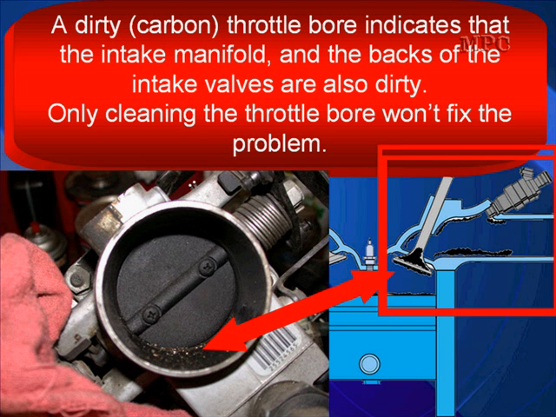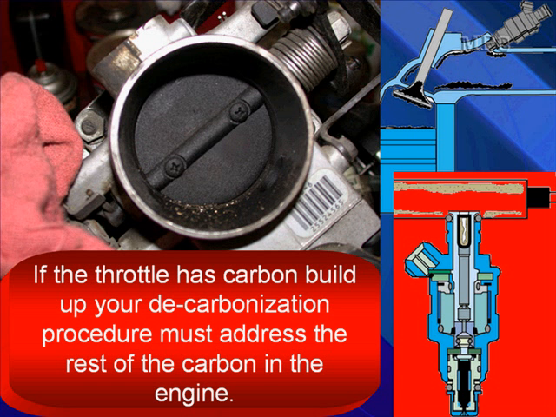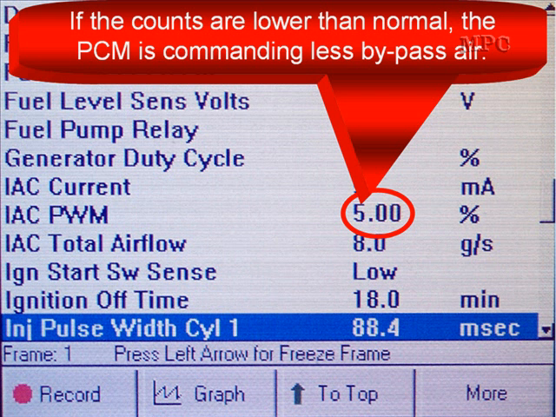If you see a dirty throttle bore, carbon buildup, that indicates that the manifold and the back of the intake valves are also carboned up. They're dirty. Only cleaning the throttle bore won't fix this problem. Carbon's also going to build up in the fuel rail and on the injectors. If the throttle has carbon buildup, your decarbonization process must address the rest of the carbon buildup in the engine. Once you're sure that the throttle isn't dirty, or the carbon has been removed because you did a cleaning service, continue on with the scan data diagnostics.